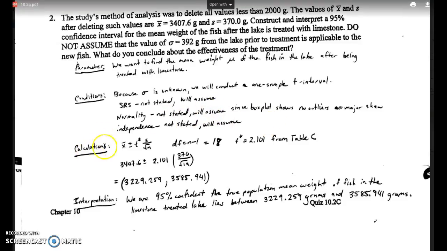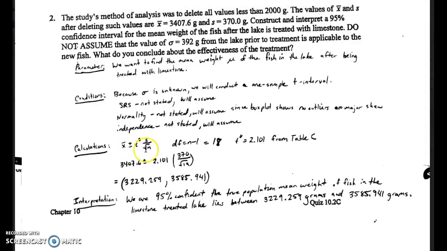For step 3, the calculations, your formula for doing a t-interval is x bar plus or minus t star times s over the square root of n. And we need to also make sure we know the degrees of freedom, which is always n minus 1. There's 19 fish in our sample because we took 3 of them out for being underweight. So our degrees of freedom is 18.